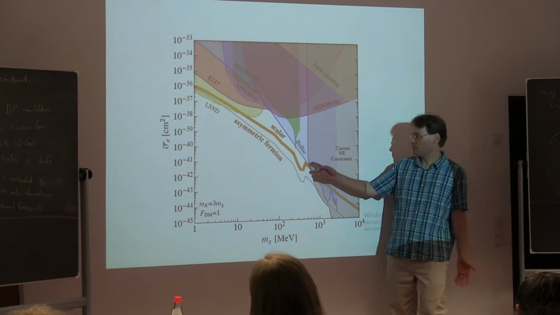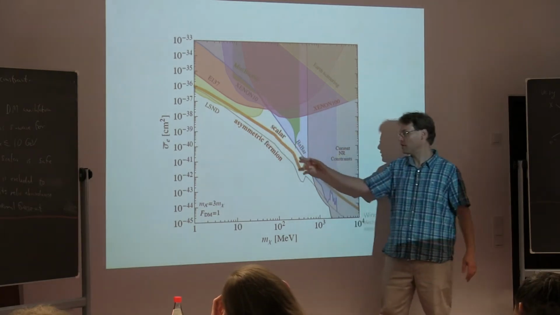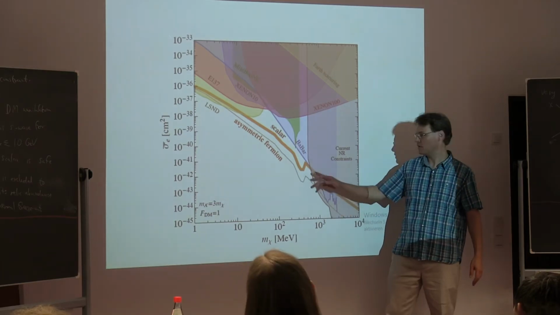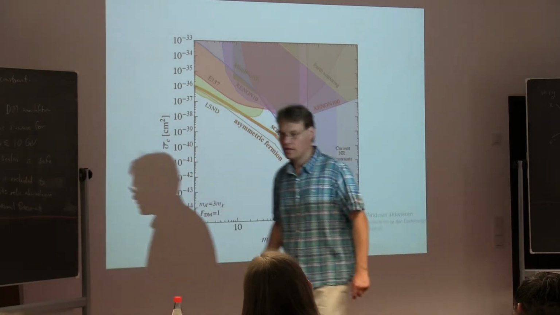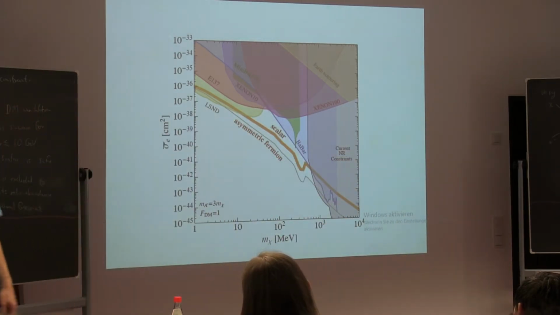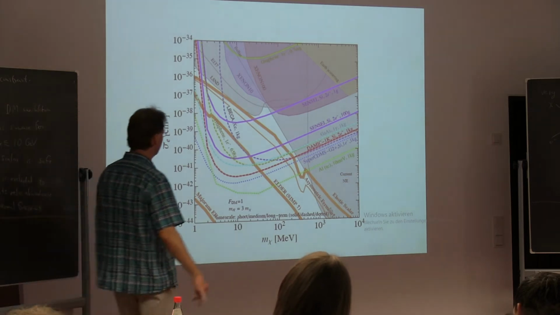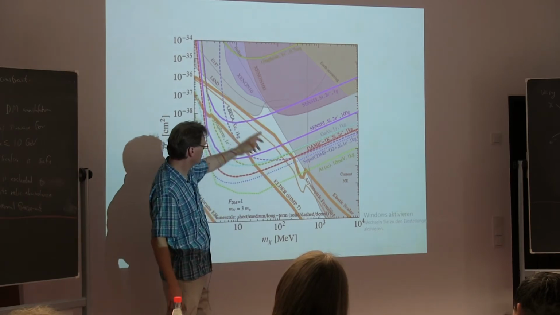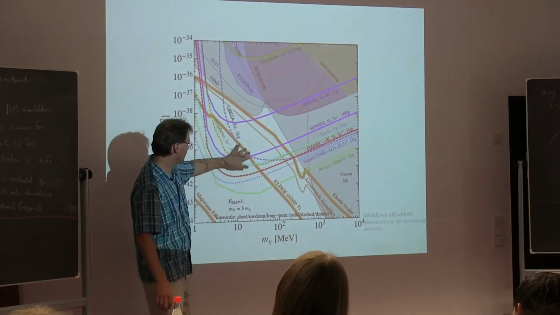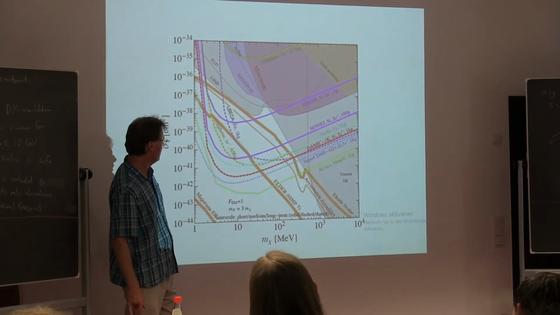But you can see that this simple benchmark model, which is one of several, is still unconstrained over a big part of the parameter space. And this other one is also unconstrained. Okay. And then in terms of projections, what people have proposed, here's some examples. So I've changed the colors a little bit in the background. But here's this complex scalar line. Here's this asymmetric fermion. I put some other dark matter models in orange here, which we don't have to worry about now.